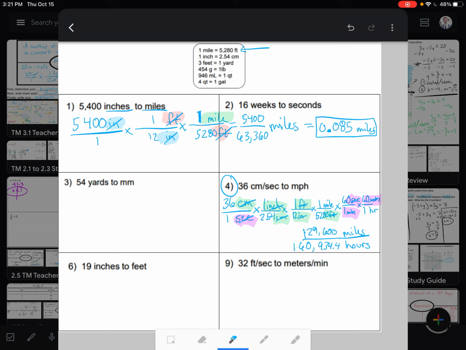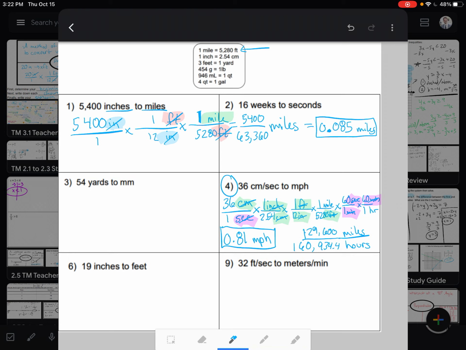To fully do this out, we'll get all the way down to our decimal with our calculator, and we should get an answer of 0.81 miles per hour. Before we go on, always a good idea to go through and think through this out loud and check your work. So 36 centimeters over 1 second. We convert centimeters using inches, convert inches to feet, and then convert feet to miles. And then finally convert seconds to minutes, and then minutes to hours.